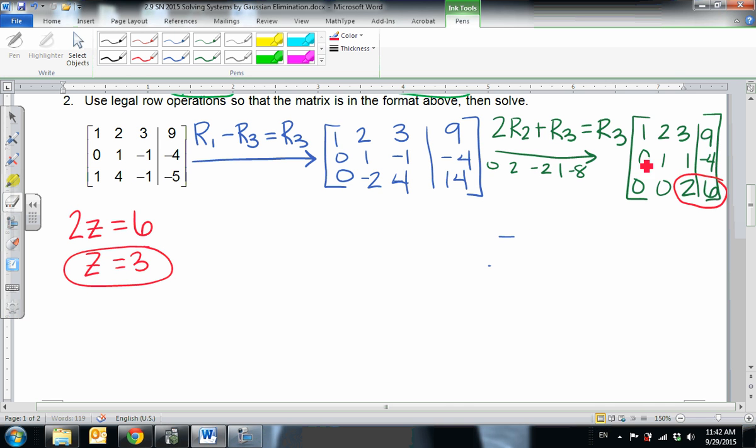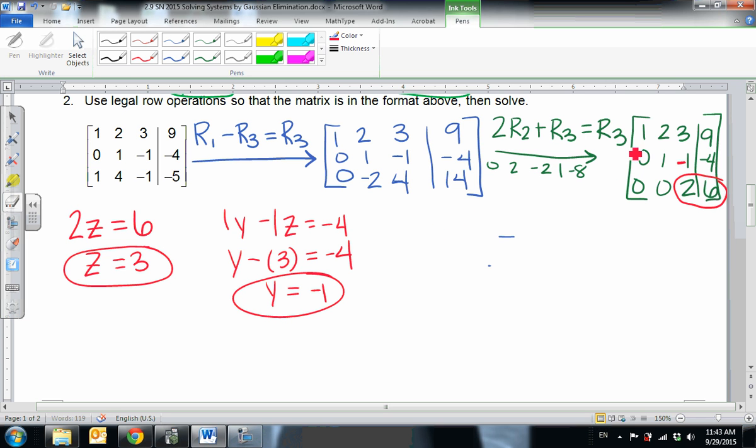Okay. Look at these other little equations we've created. So look at this second row. What's the second row we've created? 1y, or sorry, there's a minus sign here that I forgot. There's our minus. So 1y minus 1z equals what? Negative 4. So we know that z is now 3. So y minus 3 equals negative 4. So what does y equal? Negative 1.